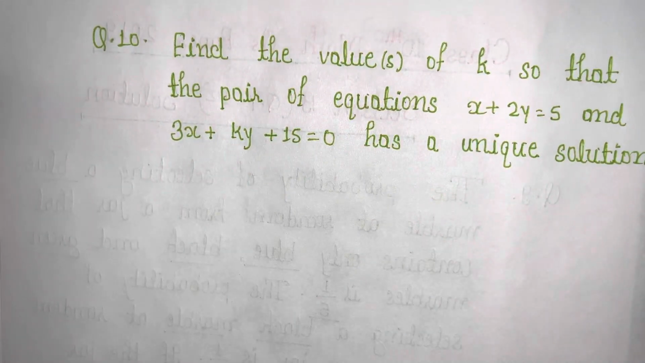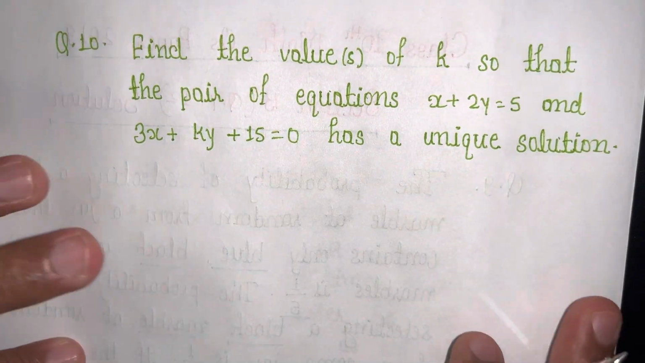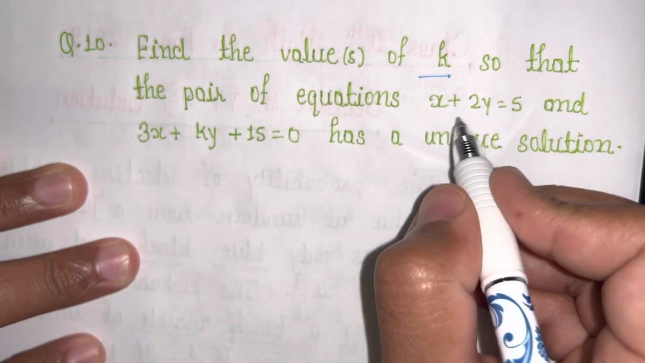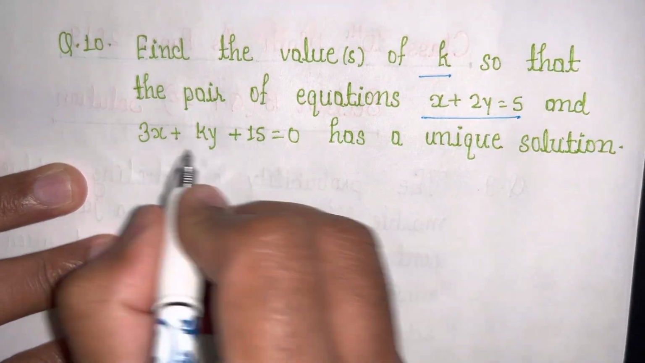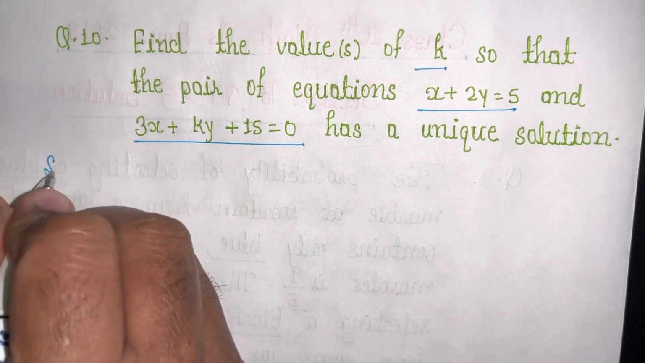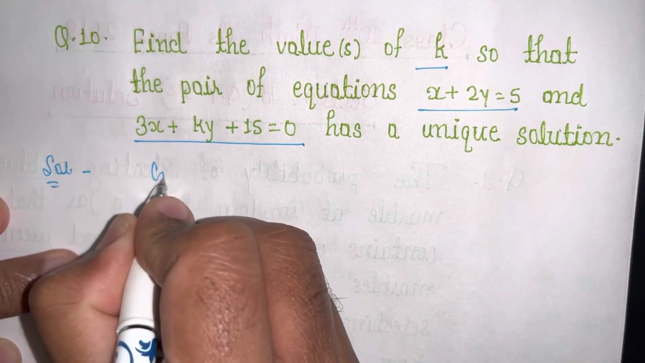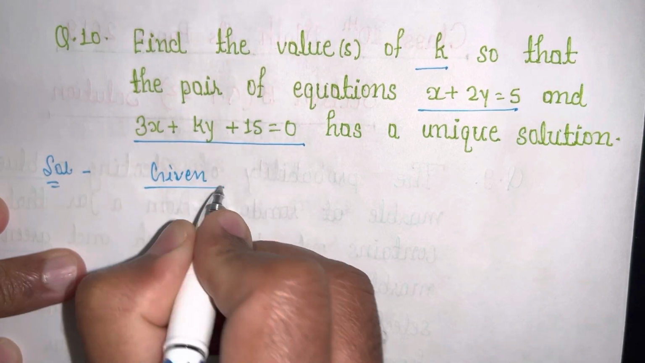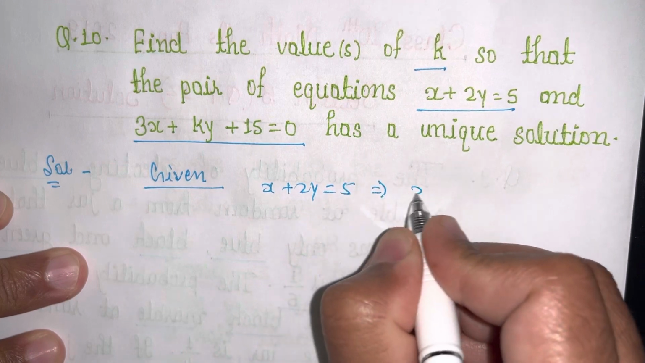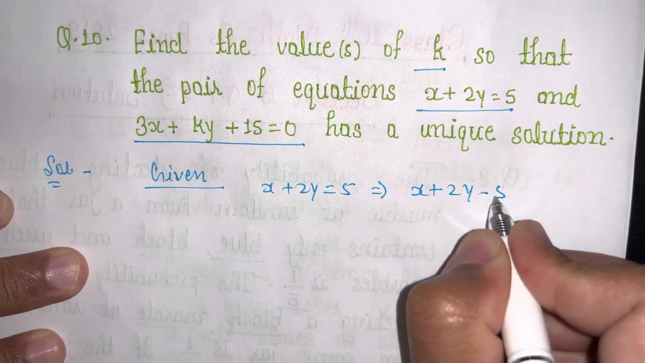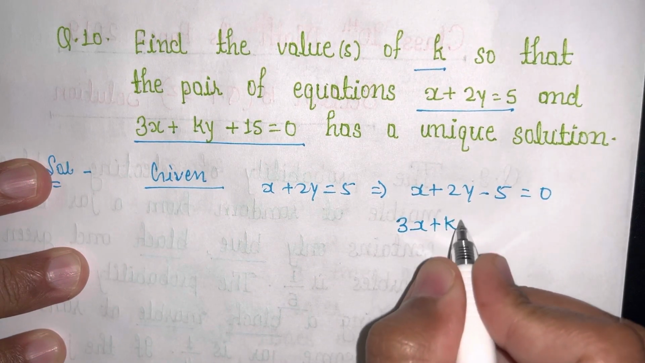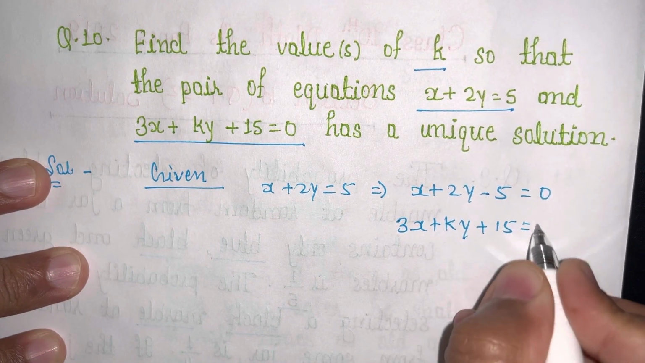Moving to question number 10, that says find the value or the values of k so that the pair of equations x plus 2y equal to 5 and 3x plus ky plus 15 equal to 0. So again, what we have given is x plus 2y equal to 5, which I can write as x plus 2y minus 5 equal to 0, and the second equation given is 3x plus ky plus 15 equal to 0.